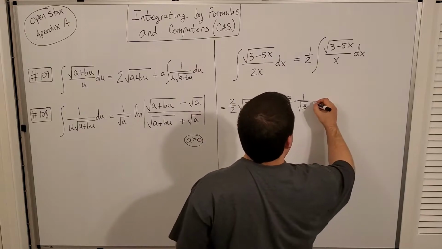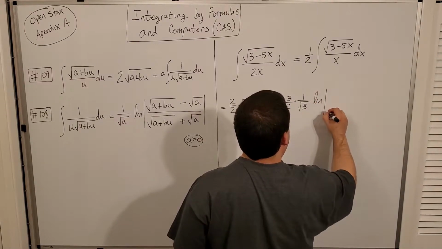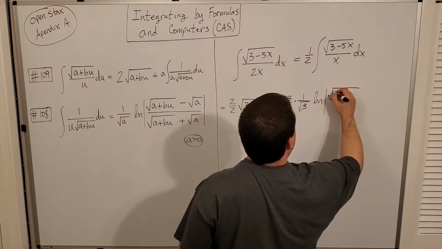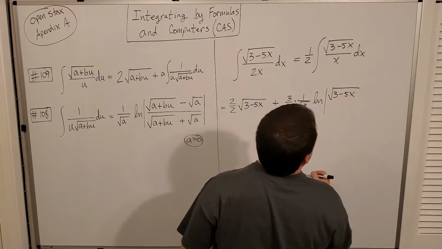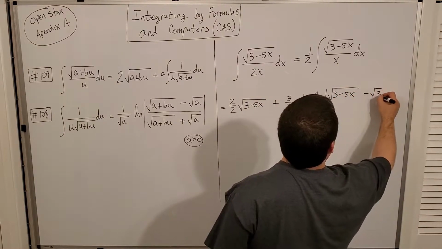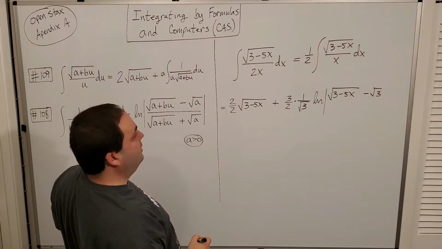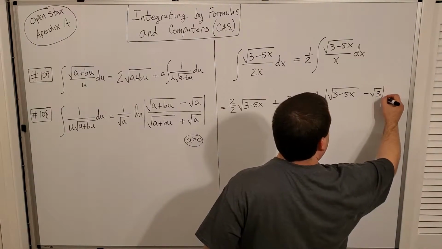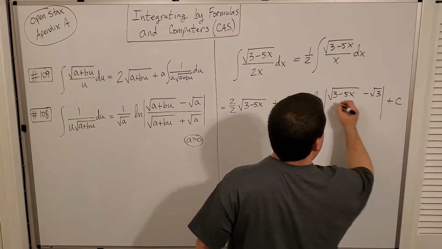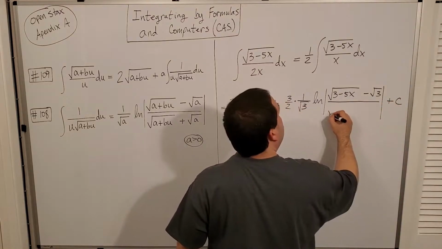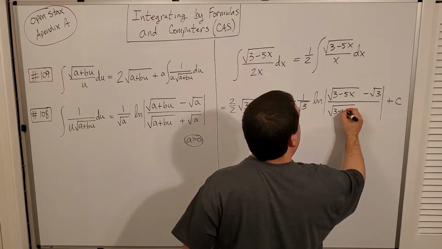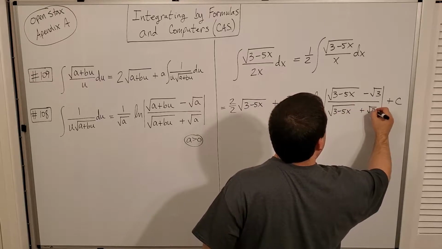Okay, and then I have ln, absolute value, square root of 3 minus 5x minus the square root of 3, because it's the square root of a there. I'll close my absolute value, put my plus C here, and then my denominator is the square root of 3 minus 5x plus the square root of 3.